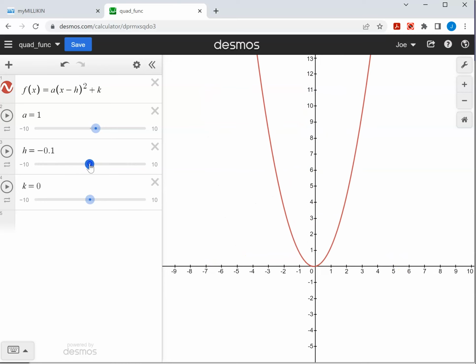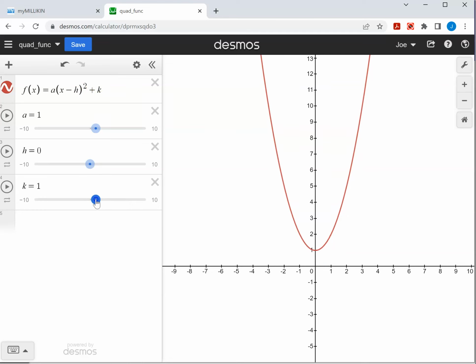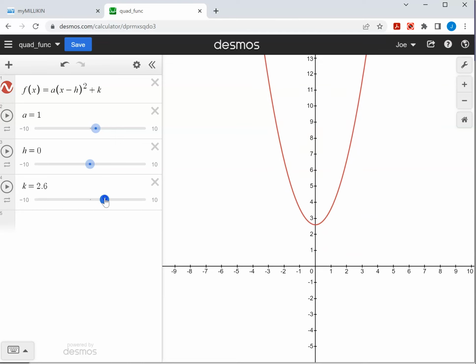Let me reset this back to 0. Let's see what happens as we change the k. Now remember, when the h was positive, it moved to the right. When the h was negative, it moved to the left. But remember, we're doing a minus h here. On the outside, we've got a plus k. But notice again, if I make my k positive, we're going up in this case. Notice that's 1 unit up, 2 units up, 3 units up, and so on.